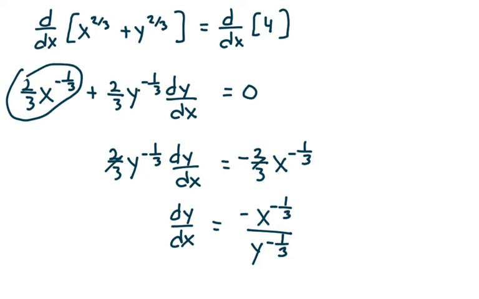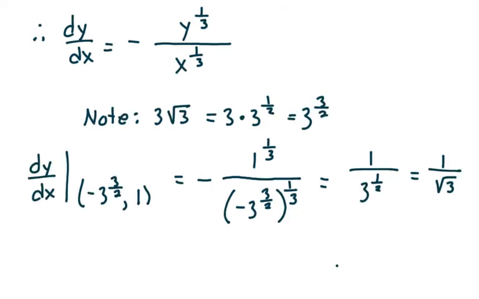So now I'm going to move this first term over to the other side. So 2/3 y to the negative 1/3 dy/dx is equal to negative 2/3 x to the negative 1/3. If we divide both sides by 2/3 y to the negative 1/3, I get dy/dx is equal to negative x to the negative 1/3 divided by y to the negative 1/3. But I could rewrite dy/dx as follows: dy/dx is negative y to the 1/3 divided by x to the 1/3.